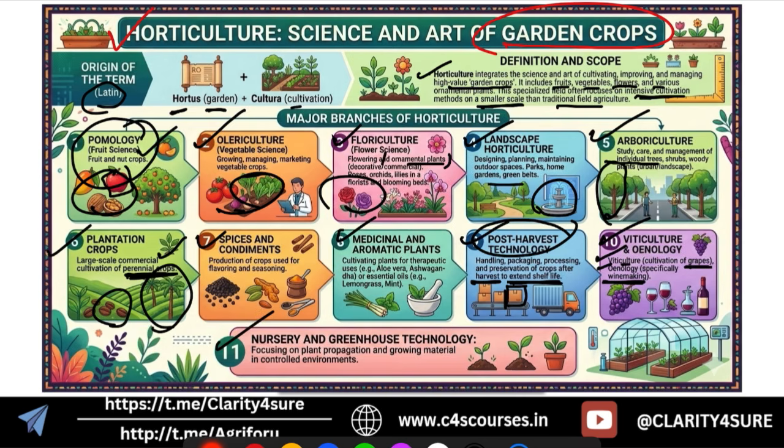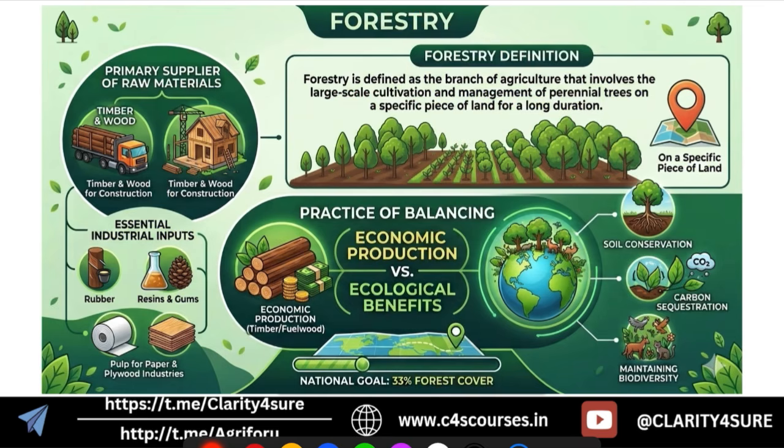Okay, and the last one is nursery and greenhouse cultivation technology. Here it is about plant propagation and growing material in a controlled environment. It is called protected cultivation. You will have control over humidity, temperature and sunlight. So it is controlled cultivation of different plants using greenhouse, polyhouse, shade net, etc. So this is about horticulture.